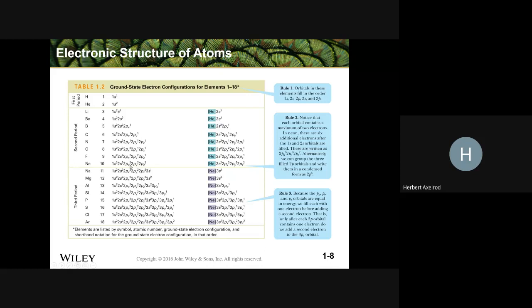And remember, there's 3 of these: px, py, pz. There's 3 of them, and we can put 2 electrons in each. So we can only hold a maximum of 8 electrons in the p orbital. So there are 8 valence electrons now in neon.